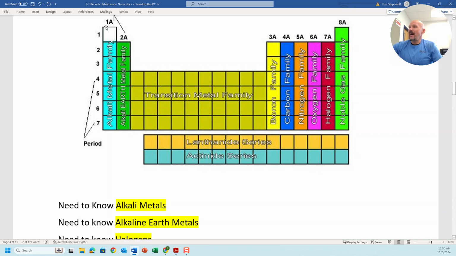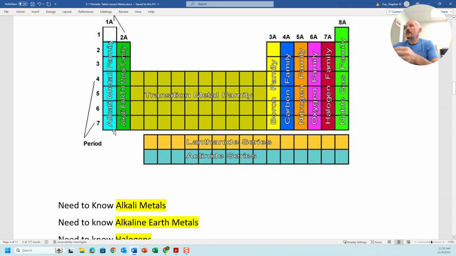Now notice that hydrogen is not filled in. Remember, hydrogen is a non-metal, so don't call it an alkali metal. The alkali metals start with lithium. So the first alkali metal isn't hydrogen because it's a non-metal. The first alkali metal is lithium. So lithium, sodium, potassium, those are alkali metals.